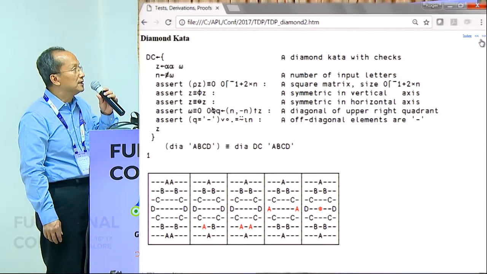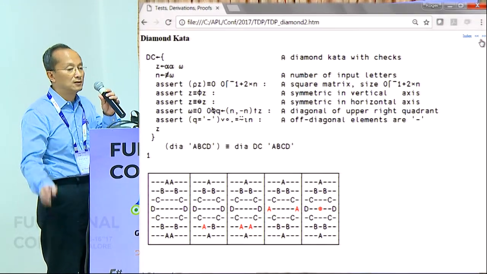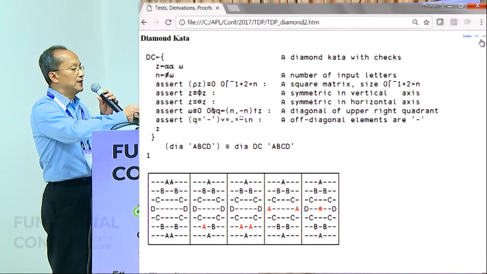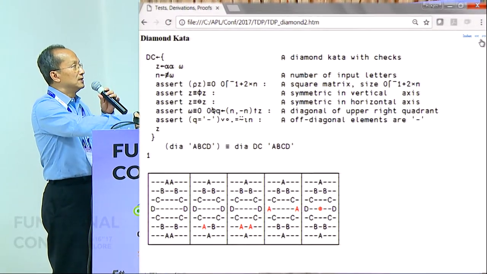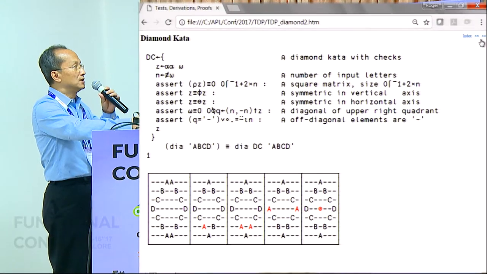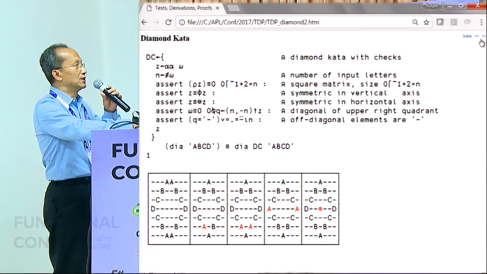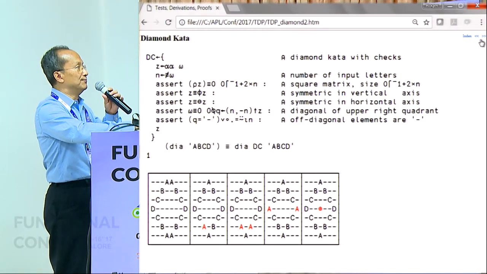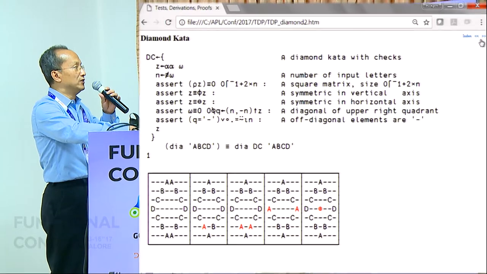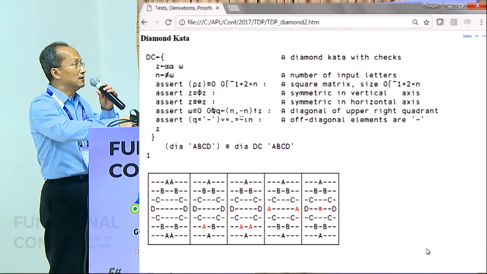So DC is an operator, or higher-order function, which takes a function operand named alpha alpha, whose argument omega is the input letters, and then it computes a result which we name Z, and we're going to apply a bunch of assertions on the result.